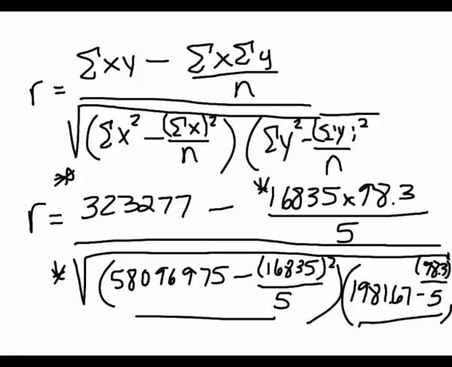Okay, I put it all in, and I got my R value to be negative 0.924. And I know that's correct. So negative 0.924 is what you should end up with if you do the whole thing piece by piece. Okay? All right, so now we have the R value.